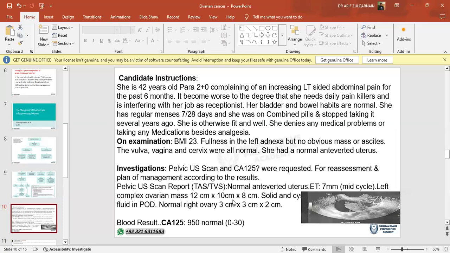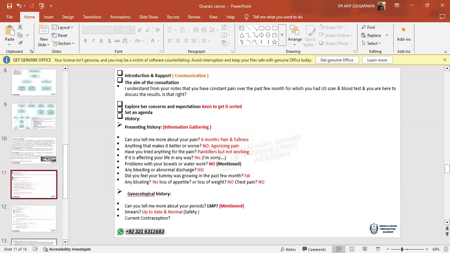CA125 is 950. Okay. So how will you manage this patient? You will start the station like any other station. You will introduce yourself. You will make a rapport with the patient. You will tell the aim of the consultation, explore her concerns and expectations, set your agenda, and then you will take the history. This history you can take in a simulated patient task.